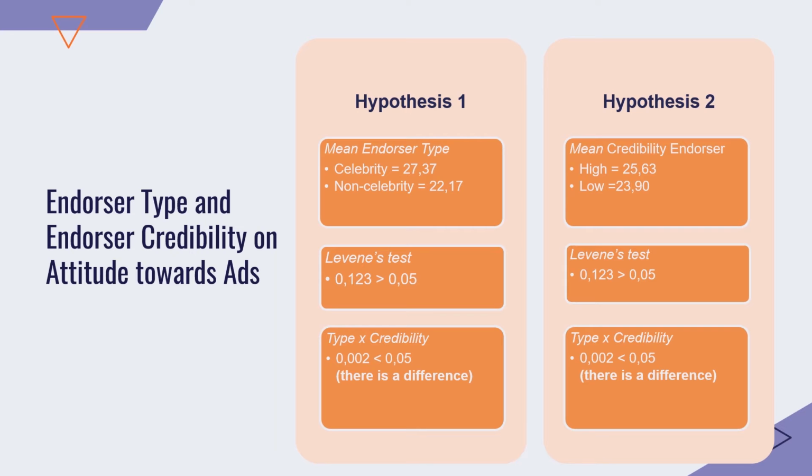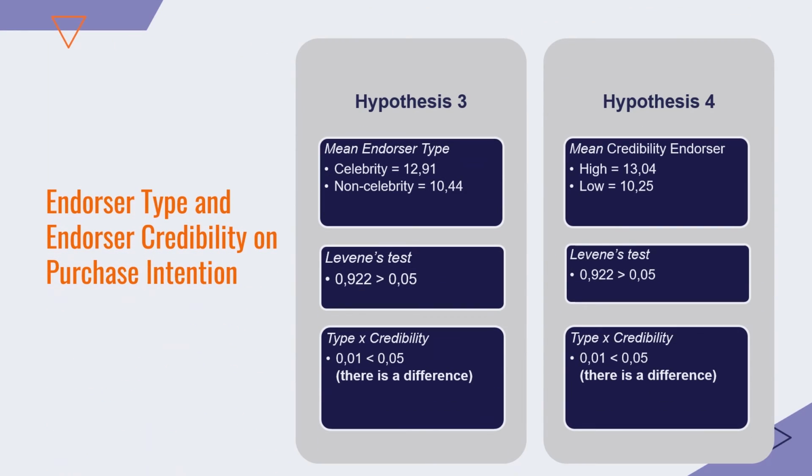It's lower than 0.05. That means there are differences in attitude towards ad between the groups of participants who get treated by high credibility and low credibility. Endorser type and endorser credibility on purchase intention.